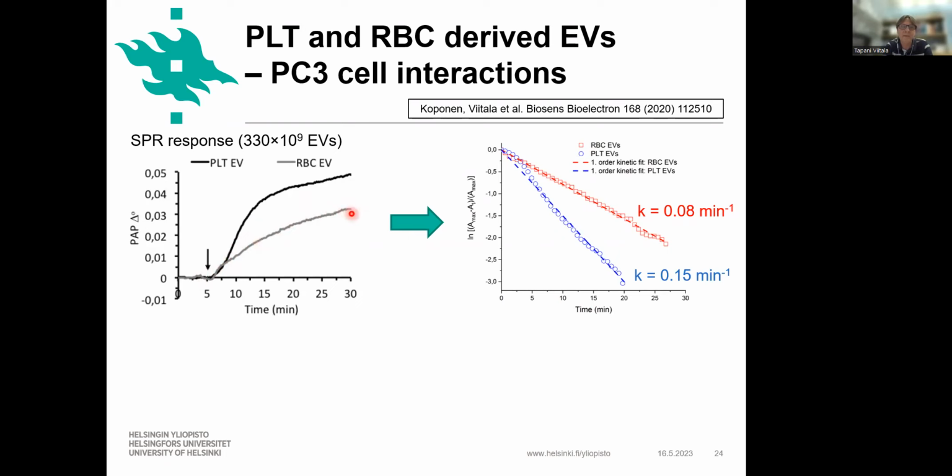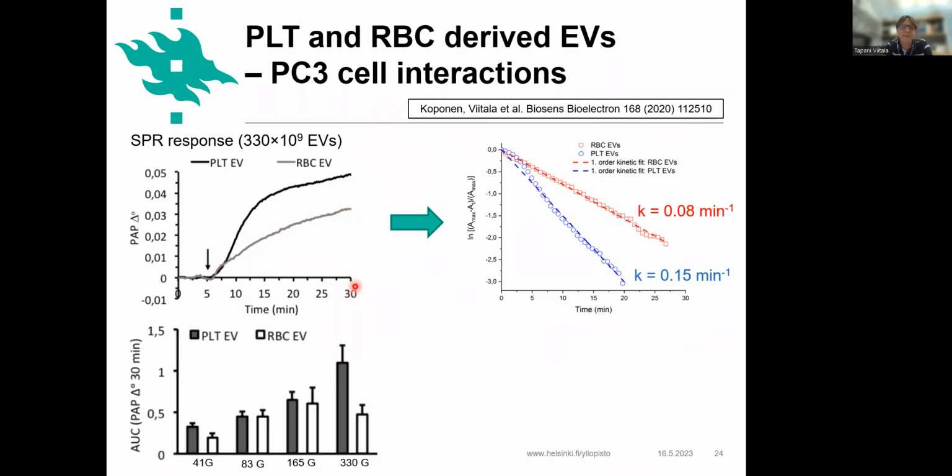Then we plotted this area under the curve after the 30-minute measurement, and we can see that the platelet-derived EVs, according to this, should go in much more in the PC3 cells than the red blood cell EVs, which seem to level out at some point.